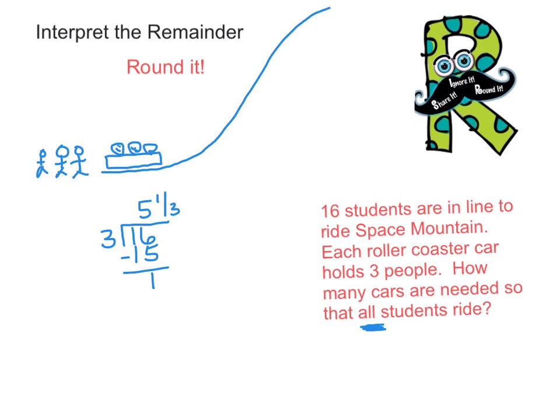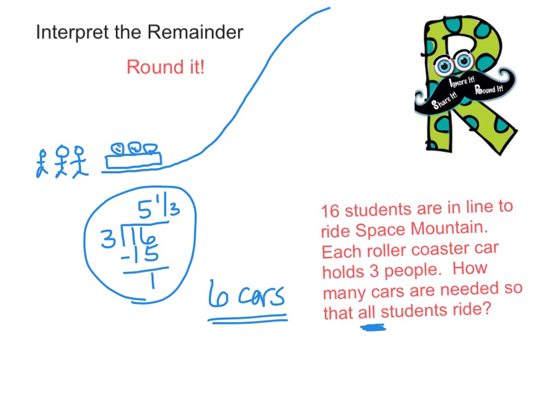So what we're going to do is, here's the math of it right here. It would take 5 1/3 cars. Well, you can't have 1/3 of a car. So in this instance, we would round up because we would need 6 cars in order for everyone to be included. 6 roller coaster cars. So this is an example where you would round up when you want to include everyone, because you can't have a half car or half a person.